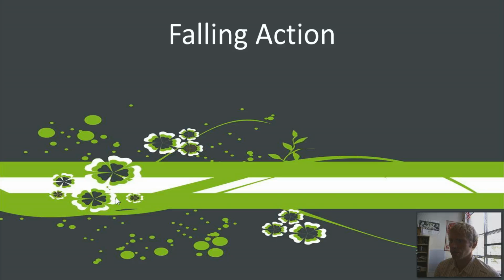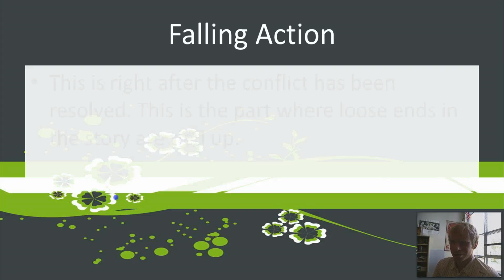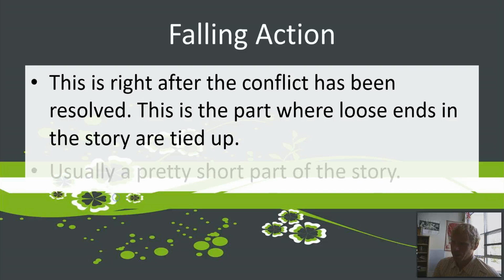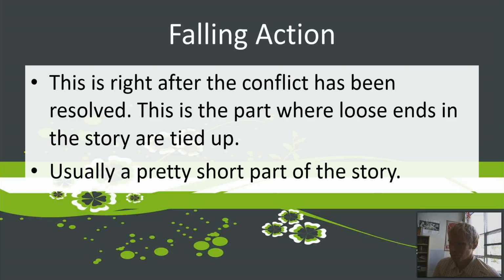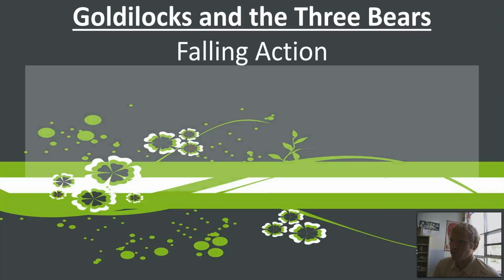Okay, falling action. Falling action comes at the end of the story and it's quick. No one cares about the falling action. We have our answer. Goldilocks got away. What do we care? But they kind of got to wrap it up. So here's how they wrap it up. We tie up loose ends. It's a pretty short part of the story.